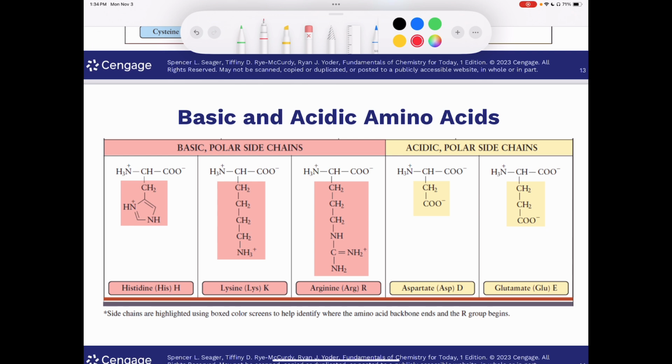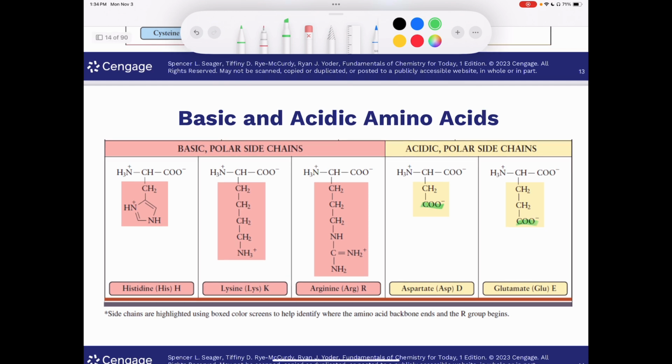Then we can squeeze both the basic and acidic amino acids on the same slide because there's only two acidic polar side chains. They both have extra carboxylates here in aspartic acid and glutamic acid. So aspartic acid is ASP, D, glutamate is GLU or E, and again, the only difference is one CH2 group. Then for everything that's basic, you have a nitrogen with a positive charge on the side chain somewhere, and we have histidine, lysine, and arginine, and their abbreviations are H, K, and R, respectively.